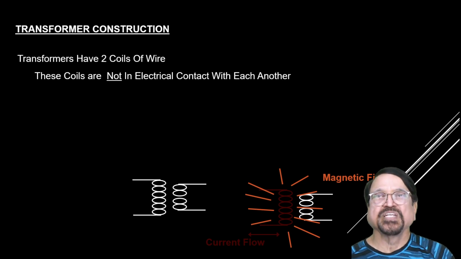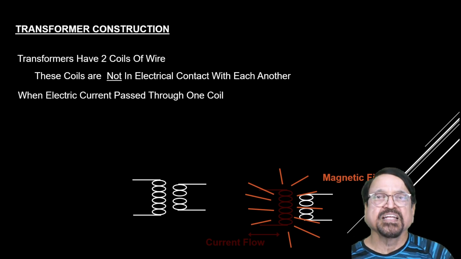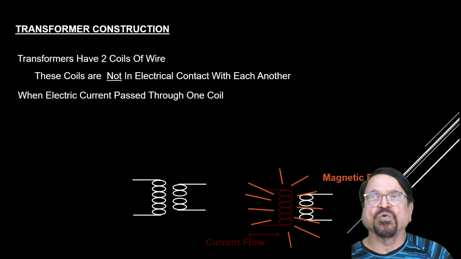It has got two coils. These coils are not in electric contact with each other. They are separate. They don't touch each other. There is air in between, and they are on either side of an iron core.